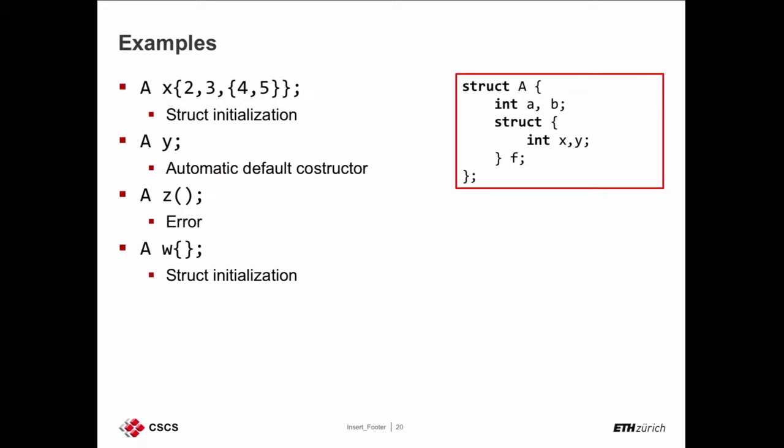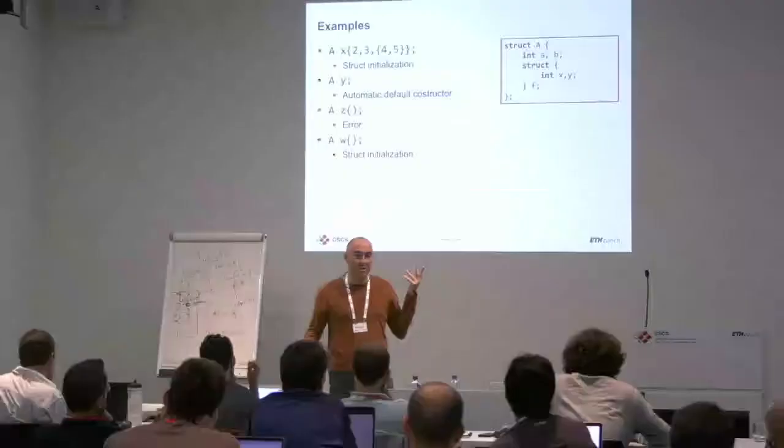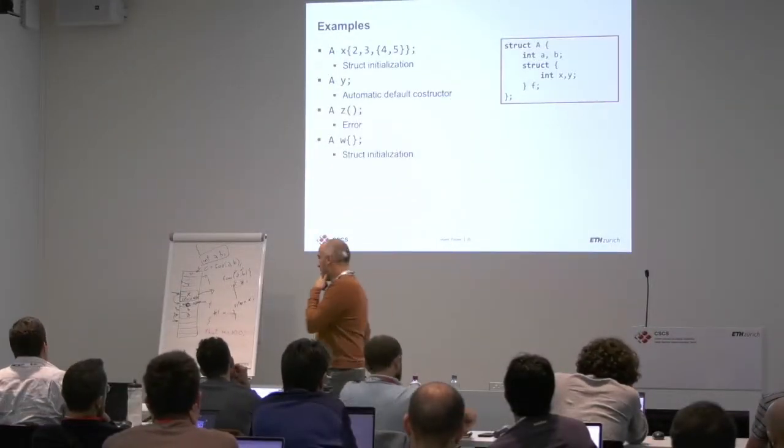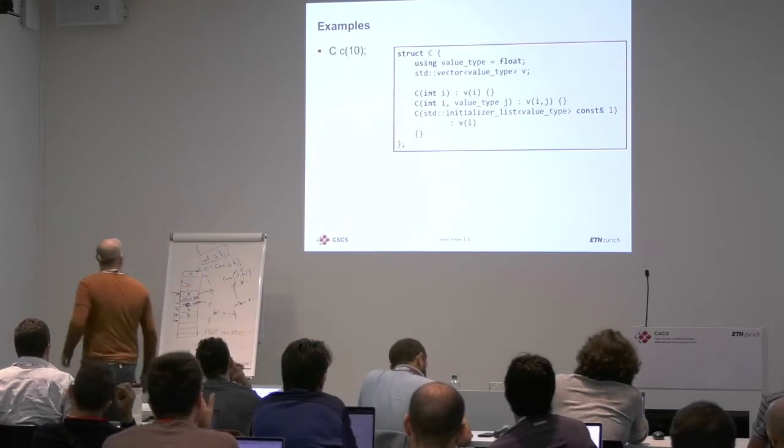So I have 4 members. What happens? I'm initializing only 2, right? But this is actually the expected behavior.